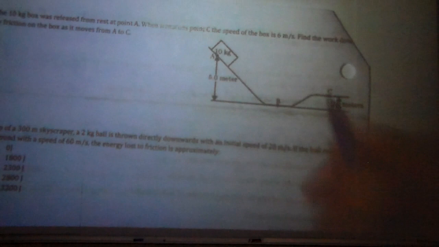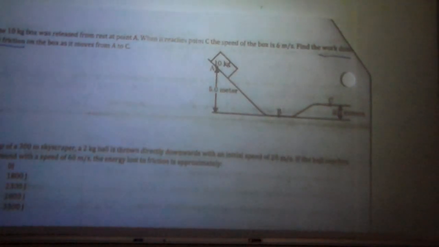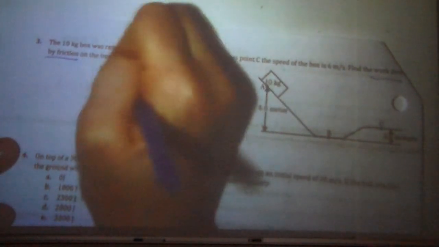Right here, release from rest. At point C, we know the speed is 6. Find the work done by friction. So this is energy not conserved. Work is just going to be the change in energy, which is energy at C minus energy at A. So I found the energy at each. You can put it into your equation. I just found it separately.